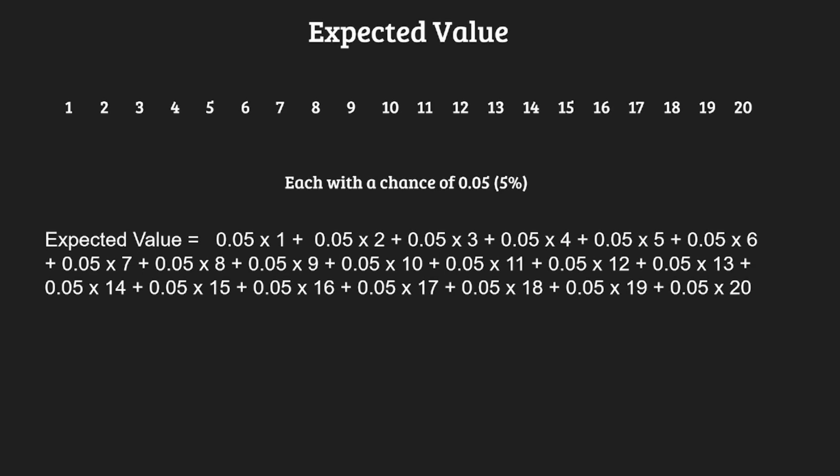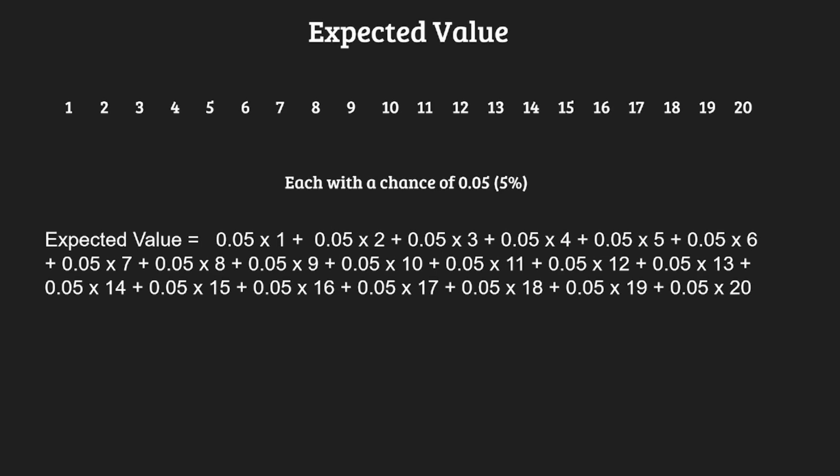So my expected value is going to be 0.05 times 1 plus 0.05 times 2 plus 0.05 times 3, etc., all the way until we get 0.05 times 20. I wrote it all out, but it looks like a mess like this. Really, it's just 0.05 times the first number plus 0.05 times the second number. And what we can do here is pull out that 0.05.